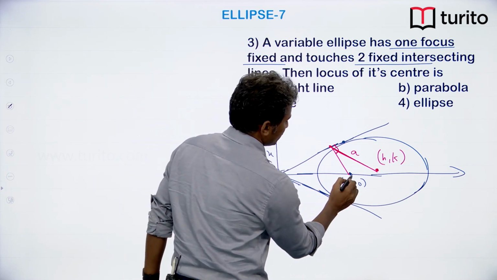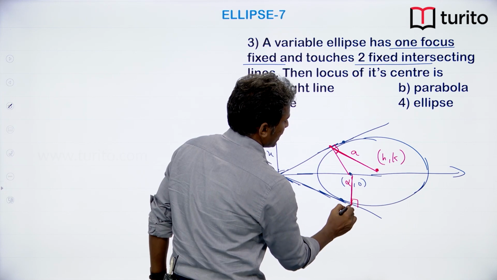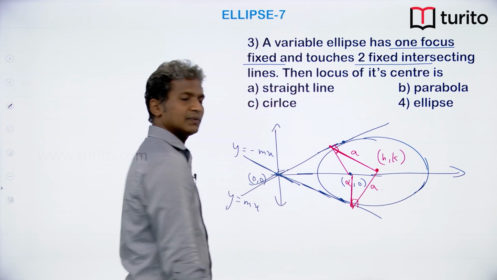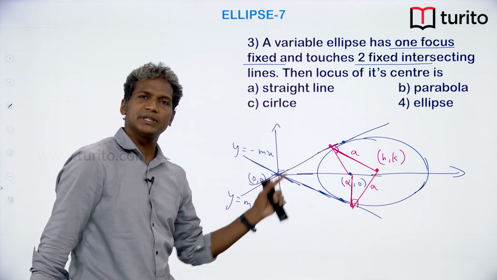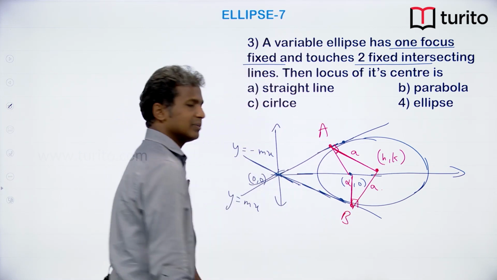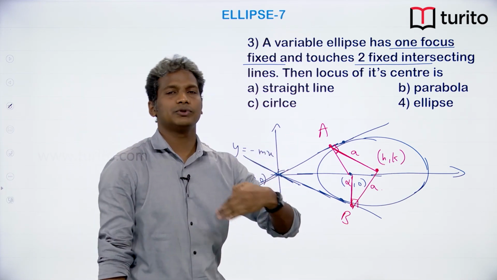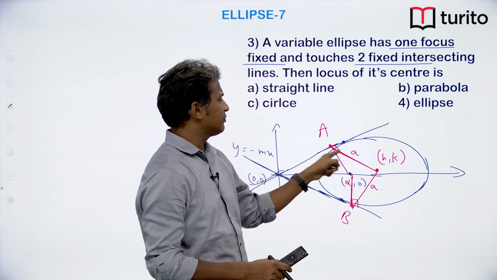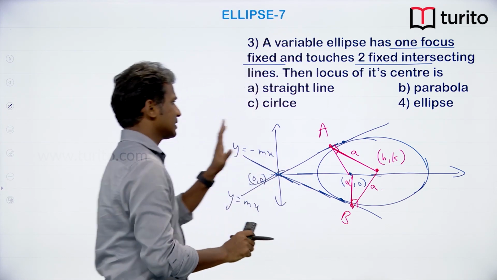Similarly, here also if I draw one perpendicular, from this point to this point the distance has to be a units only. So basically this is the foot of the perpendicular. If I name these points as, let us say, A and B, I can get A and B directly by using the formula for the foot of a perpendicular. Then I can just equate the distance to be a and solve for h and k. So let me just get it.